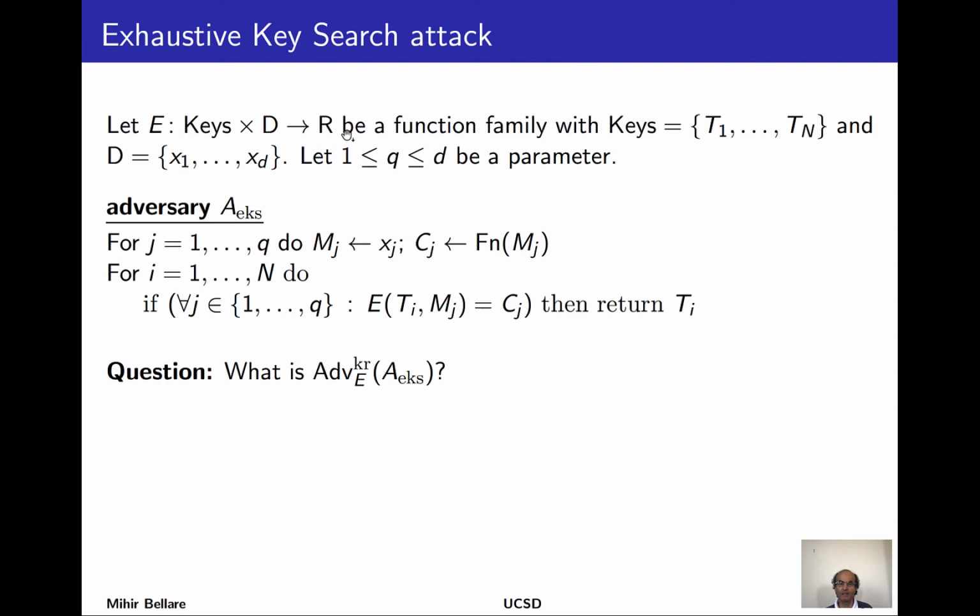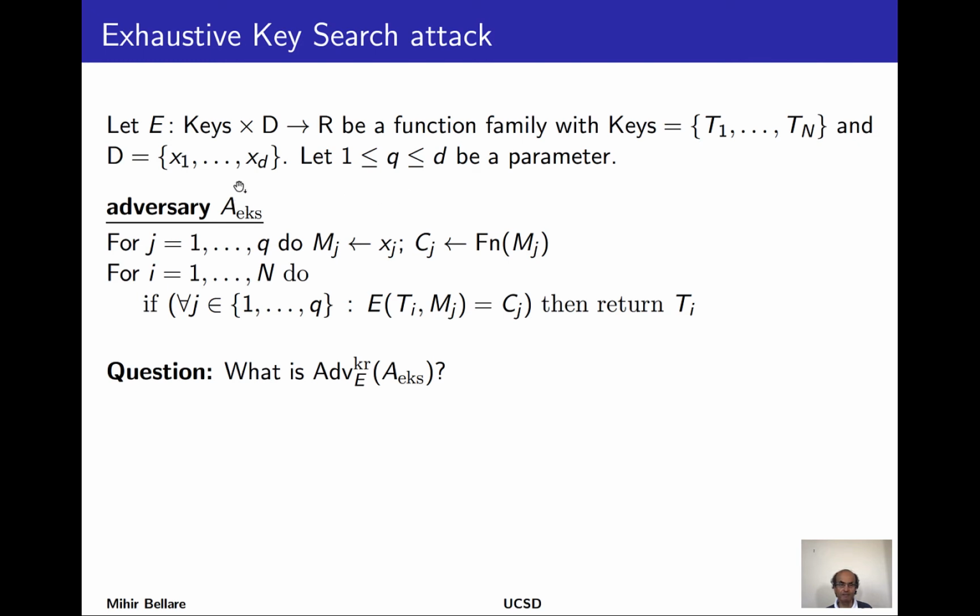Again, we fix the family of functions. It's public and known. And let's enumerate the space of keys. Let's say there are n keys, and we'll list them as T1 through Tn. Usually n is a power of 2. This is the set of strings of some length. For DES, n is 2 to the power 56, and this is all 56-bit strings. We'll also list the space of inputs as x1 through xd, where d is the size of the set, big D. And we will associate to the attack a parameter, which will be the number of queries to fn. That parameter cannot be bigger than the number of possible inputs.